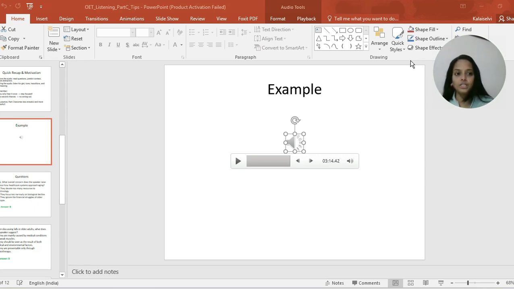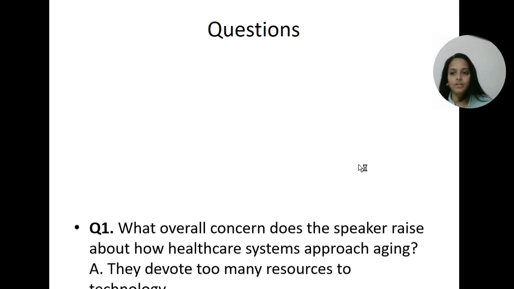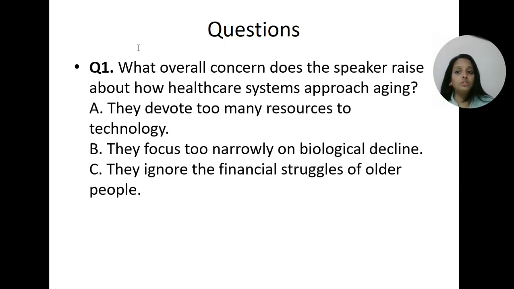Okay, now let's move on to the questions. The first question is, what overall concern does the speaker raise about how healthcare systems approach aging? I'll tell you the right option. The right option is option B. He repeatedly contrasts biological versus social or emotional. If you look at A, it is partly mentioned but not the main concern. And option C was never discussed. So, option B, they focus too narrowly on biological decline. That's the correct option.